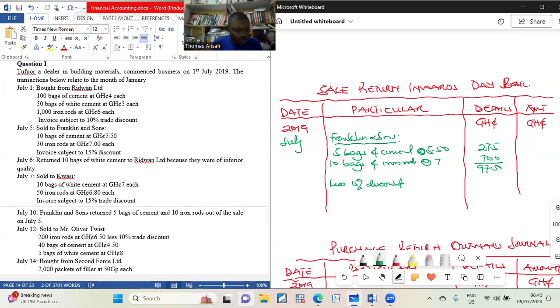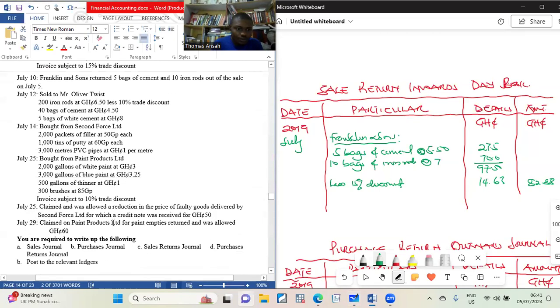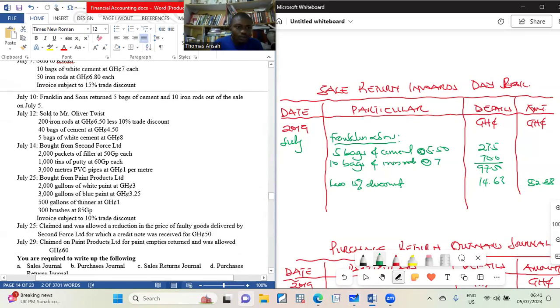All right, so multiply by 15%, that gives me 14.63. All right, so this one minus my 97.5, that gives me 82.88. All right, so that is that. Then there's another sale, and here the sale is to Oliver Twist. Nice name.